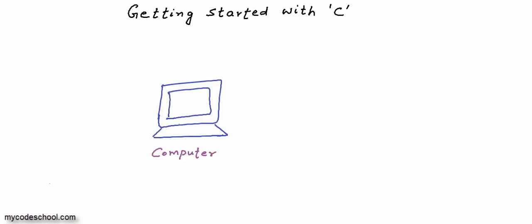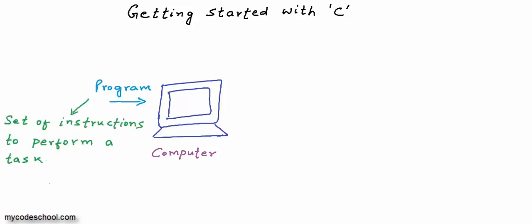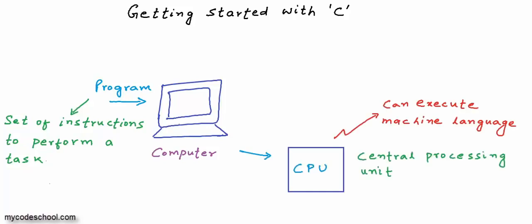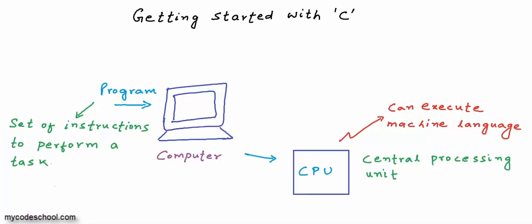A computer is a general purpose machine that can perform any computational task for you. To perform a task, you need to give it a program, which is nothing but a set of instructions to perform a task. The core part of the computer that executes these instructions is called the Central Processing Unit, or CPU. And CPU can execute instructions only in what we call machine language, which is binary encoded as per some rules. Machine language is called a low-level programming language. It's too cryptic to write and it varies from one architecture to another.